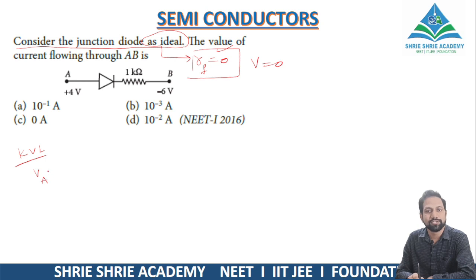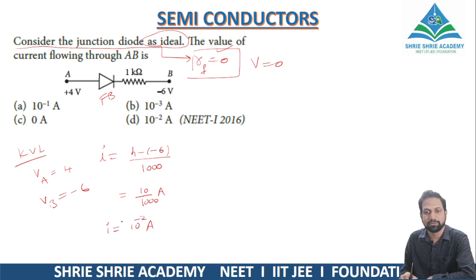VA, the voltage across A, is 4, and VB is minus 6. It is in forward bias. Then, applying Kirchhoff's law here, current I equals the potential difference between them, 4 minus minus 6, divided by the resistance of 1 kilo ohm. Then we can say 10 by 1000 amperes, or it is 10 to the power minus 2 amperes.